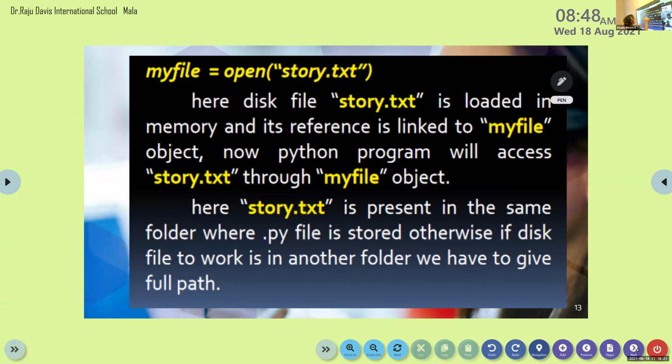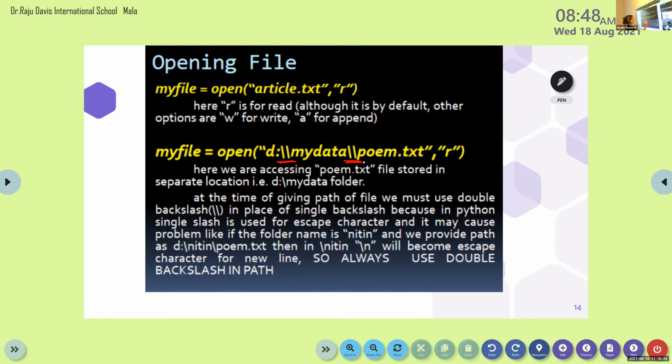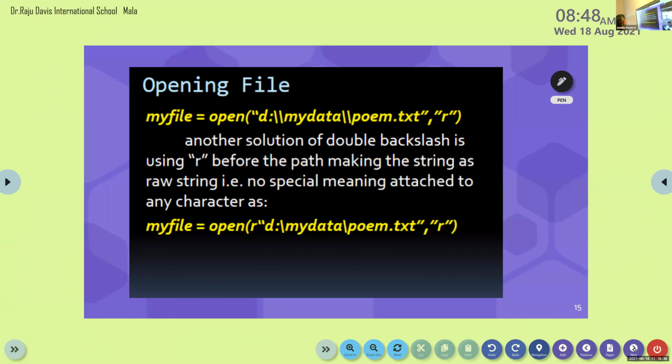So after that, here is one example. This is the name of the file that we are going to open, and this is the name of the file object. Then we have gone through why we are using double slash, isn't it? And if we want to avoid this, what is the alternative solution instead of writing double slash? We can use R. If R has been used before the path of the file, then this string becomes a raw string, which means that there is no special meaning attached to any characters here. So when we use R before the path, it makes the string a raw string.